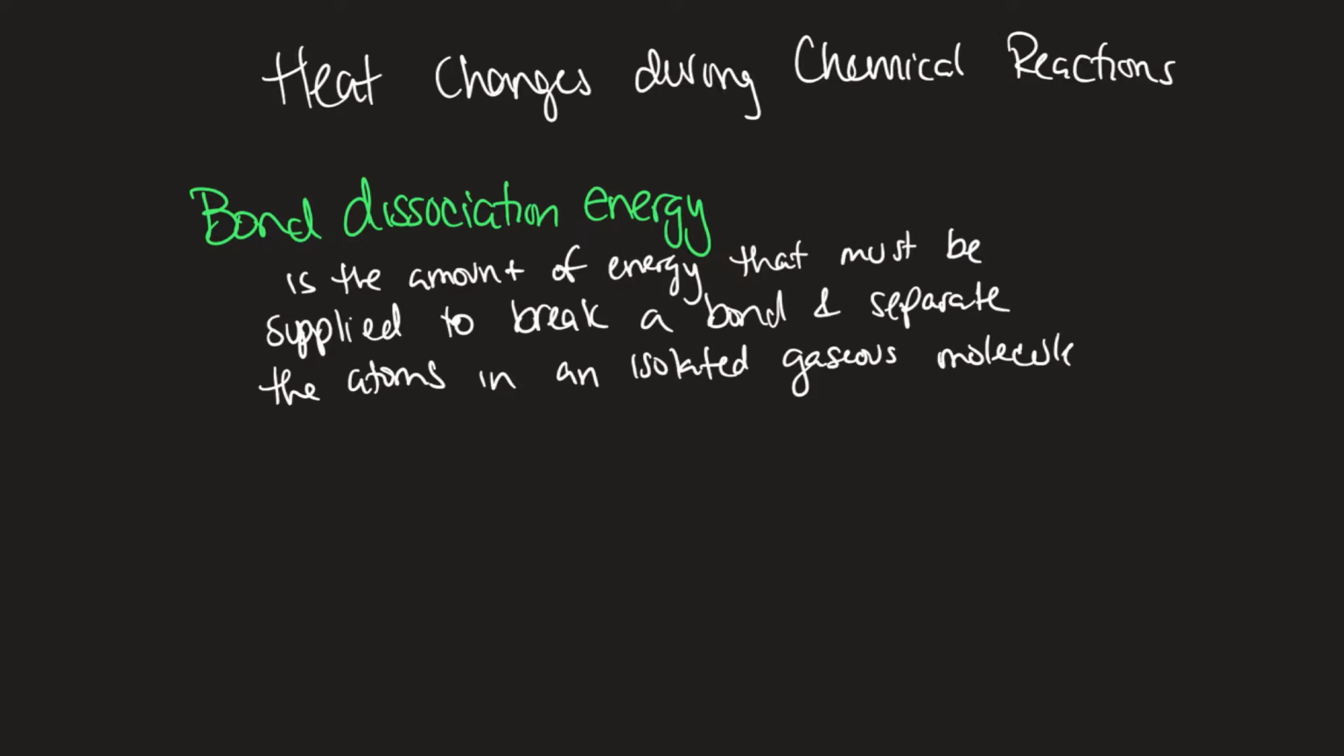Basically, the strength of a covalent bond is measured by the amount of energy that must be supplied to break it. So, the greater the bond dissociation energy, the more stable the chemical bond. And the more stable the chemical bond, the less reactive the molecule is. Let me show you what that means.